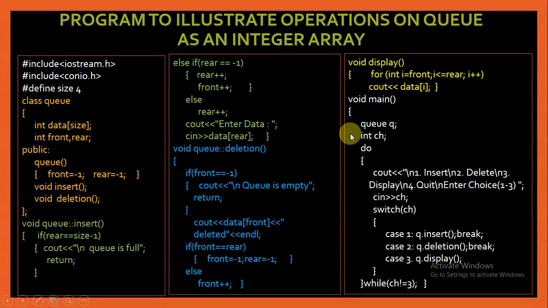We'll use a do while loop so that it will run again and again. We will display the menu, 1 to insert, 2 to delete, and then 3 to display, and 4 to quit. And we will input the choice. According to the choice, we will check. If the choice is 1, we will call the insert operation. If the choice is 2, we will call the deletion operation. And if the choice is 3, we will call the display operation. So unless or until the choice is 4, the loop will continue, and if it is equal to 4, it will exit.